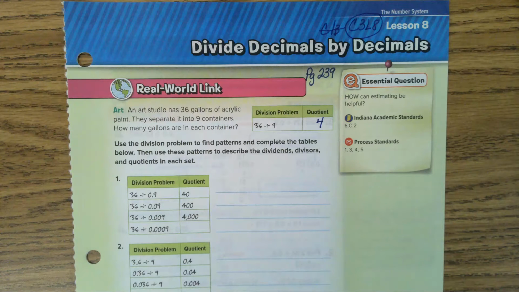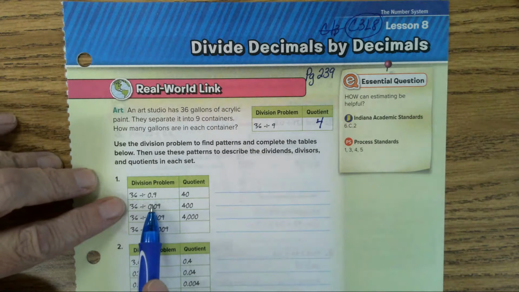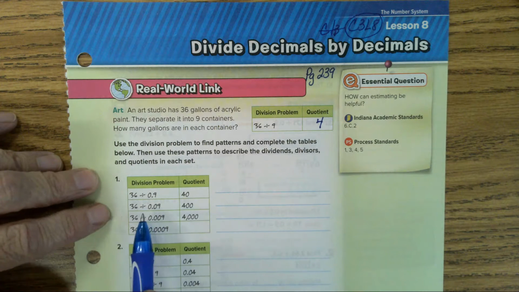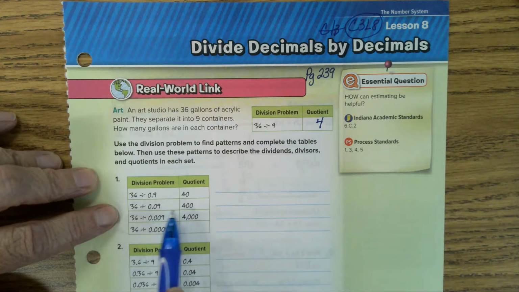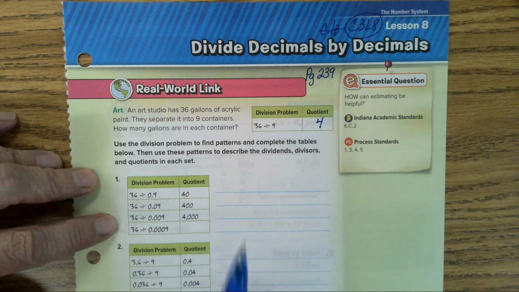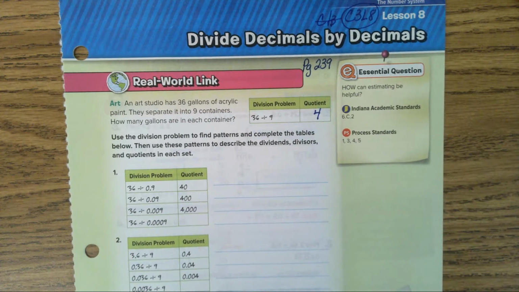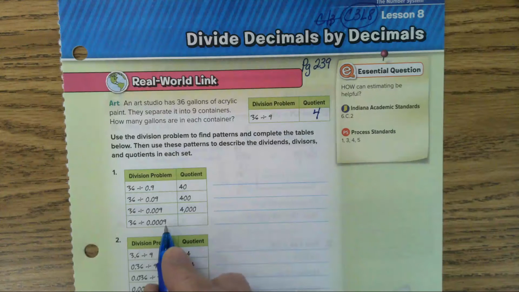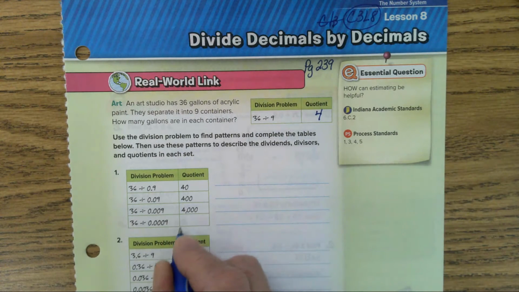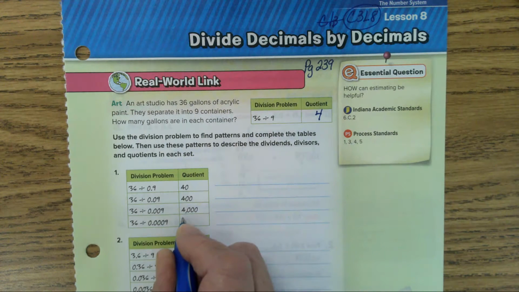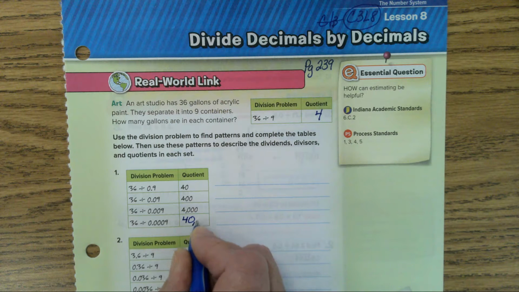Then use these patterns to describe the dividends, divisors, and quotients in each set. Well, 36 divided by 9/10 is 40. 36 divided by 9/100 is 400. 36 divided by 9/1000 is 4,000. And if the pattern continues, 36 divided by 9/10,000 will give us the answer of, yes, 40,000.